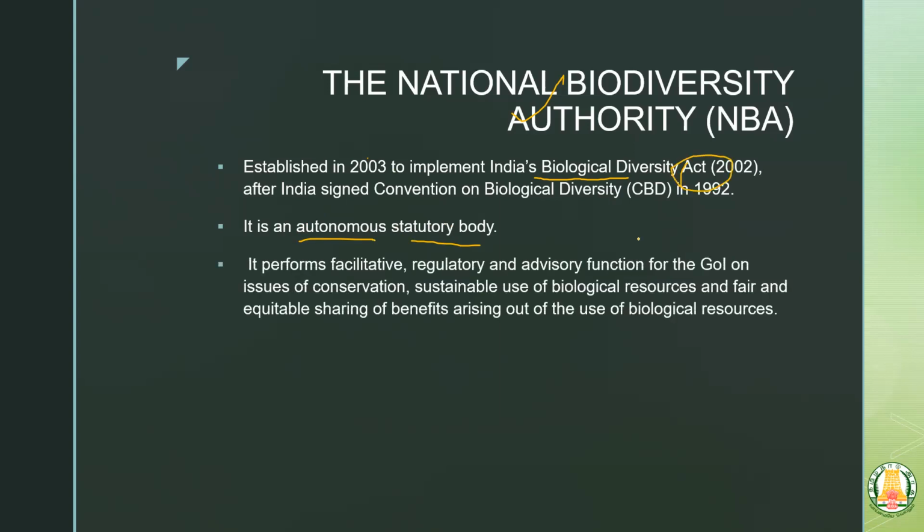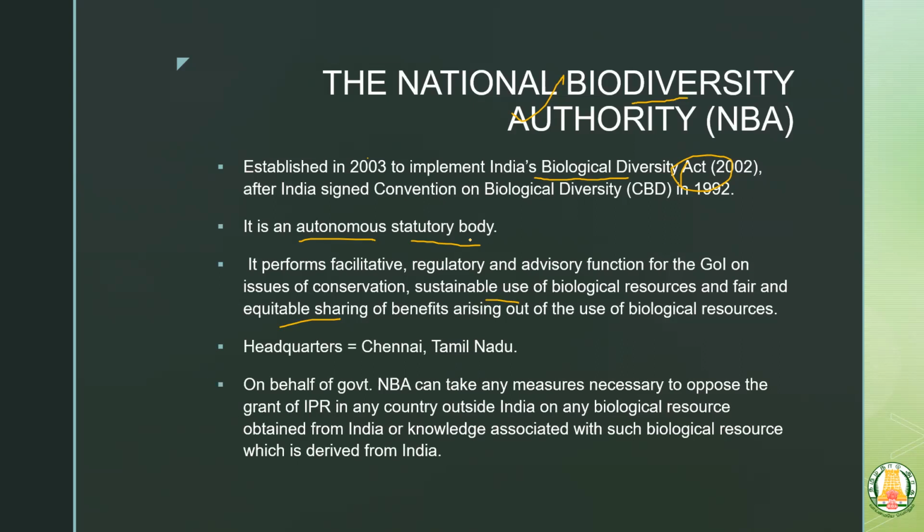What is the role or function of it? It performs facilitative, regulatory, advisory functions for the Government of India for biodiversity conservation, sustainable use and equitable sharing. Headquarters, remember this friends, it is in Chennai, Tamil Nadu. On behalf of government, NBA can take necessary measures to oppose the grant of IPR in any country outside India on any biological resources obtained from India.